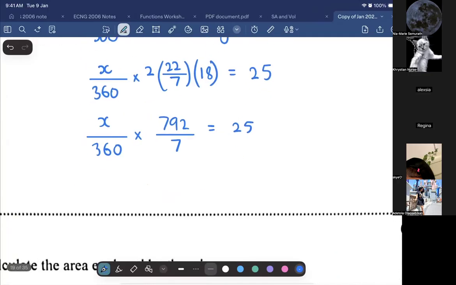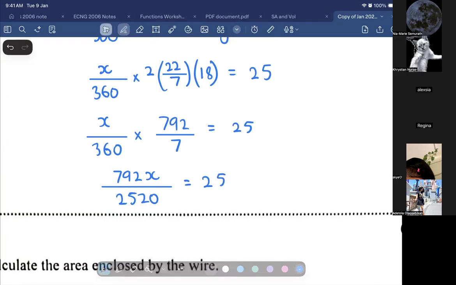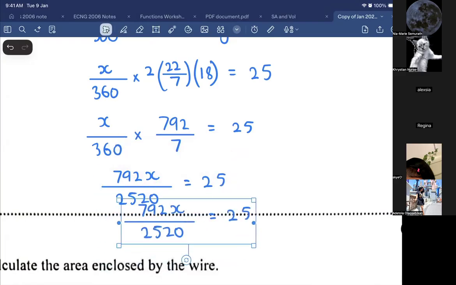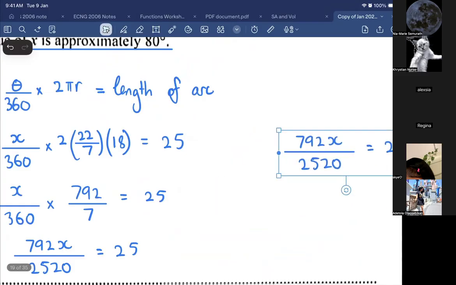Now if you multiply everything, you're going to get 792x. And what is 360 by 7? Tell me, guys, what's 360 by 7? 2,520. Right? And that will be equal to 25. Now I want to find x. How am I going to find x?